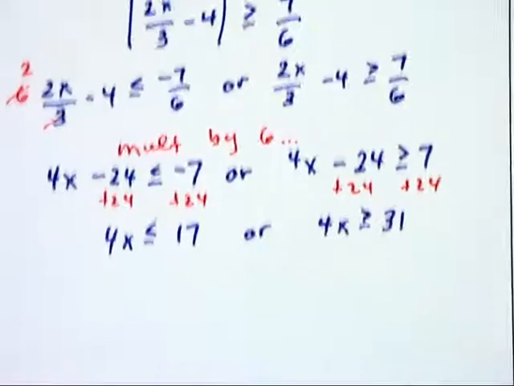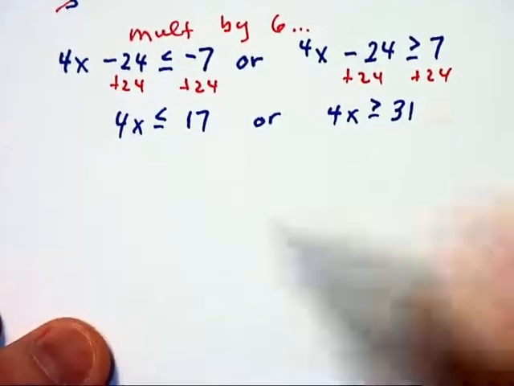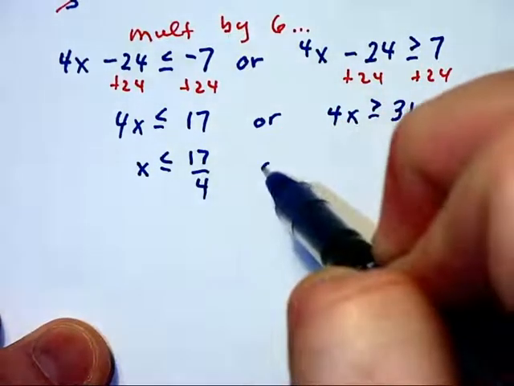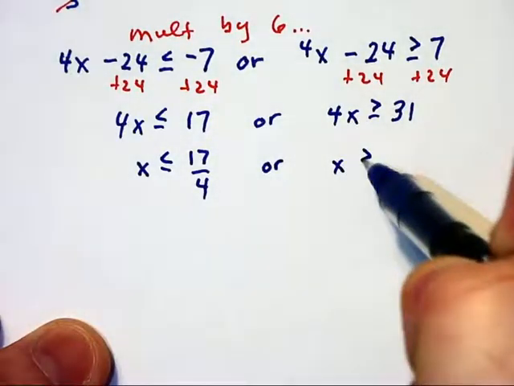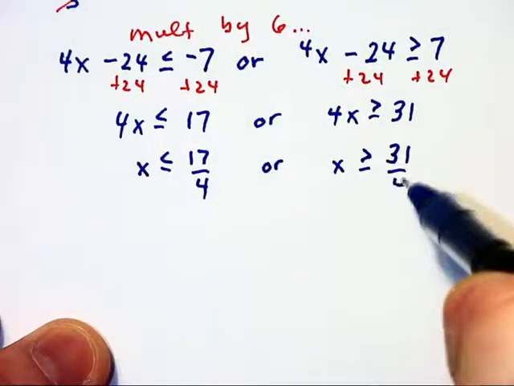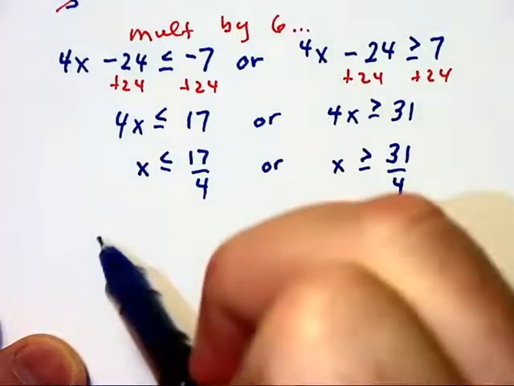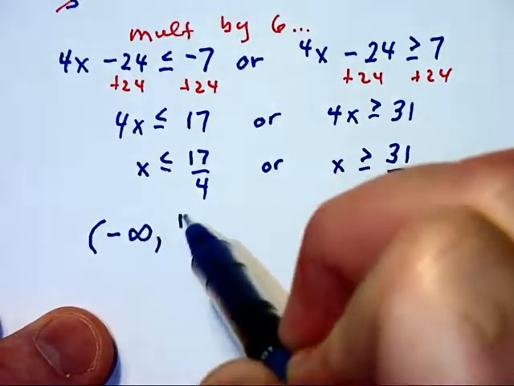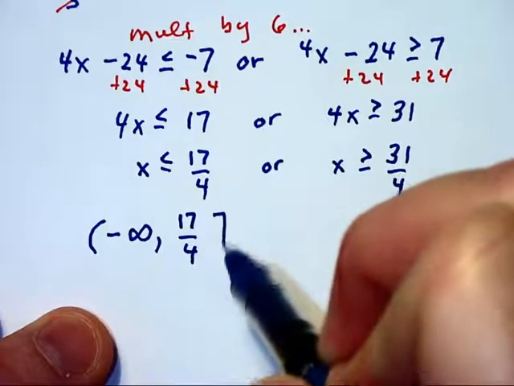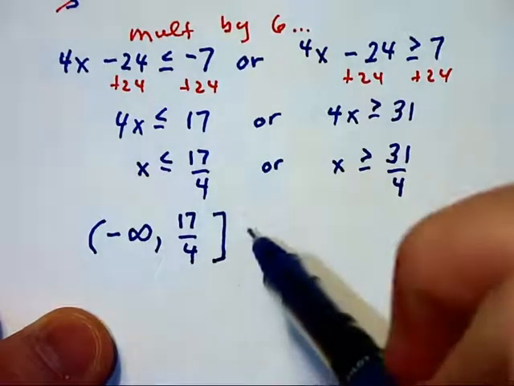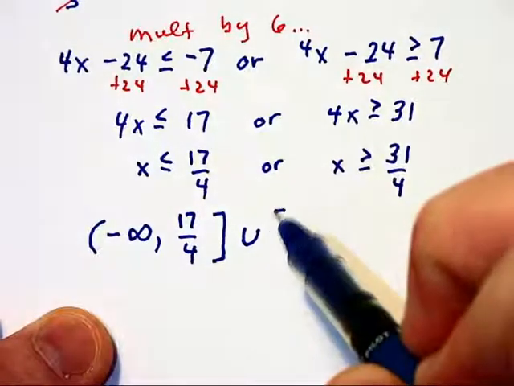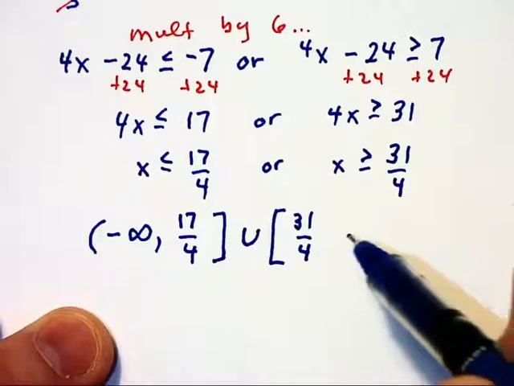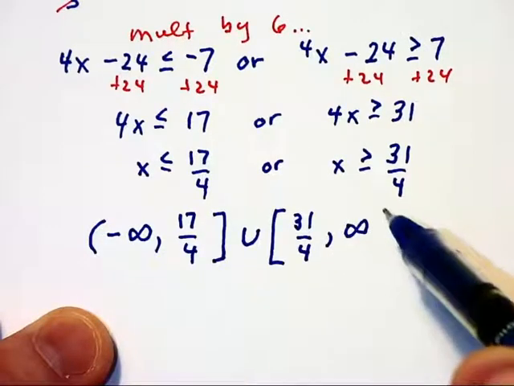Let me slide this up here yet again. And we have x less than or equal to 17 fourths, or x greater than or equal to 31 fourths. In interval notation, that would be the solution set starting at negative infinity, going up to and including the 17 fourths, which we denote using the bracket, united with the next set, which begins at 31 fourths and continues on to positive infinity.